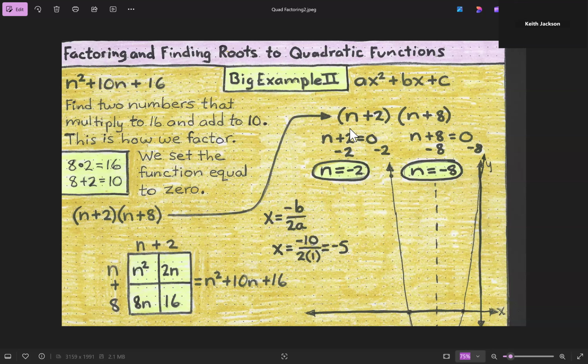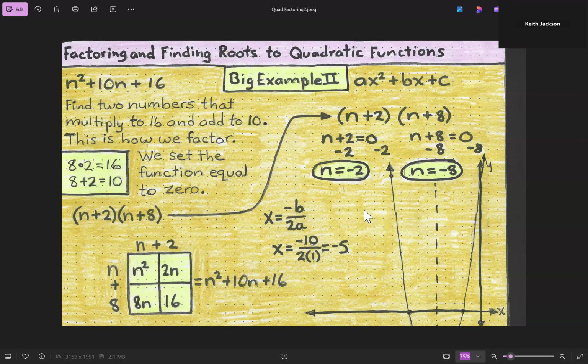And so we're going to set n plus 2 equal to 0. So n plus 2 equal to 0. And in order to find out what n is to make this 0, we're going to subtract 2 from both sides, and that will let us know that n is equal to a negative 2 because that's the only number that works to make this quantity 0, because a negative 2 plus 2 will give us 0. And let's do the same thing with n plus 8 and set it equal to 0 by subtracting 8 from both sides, letting us know that n can only equal a negative 8 because a negative 8 plus 8 will give us 0 as well.